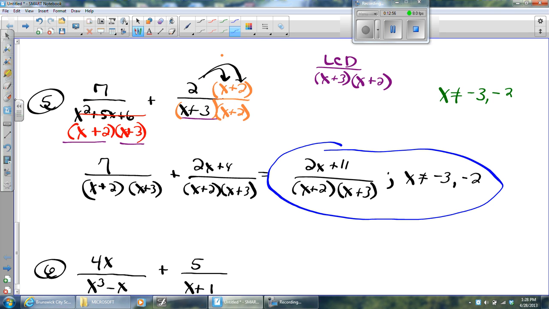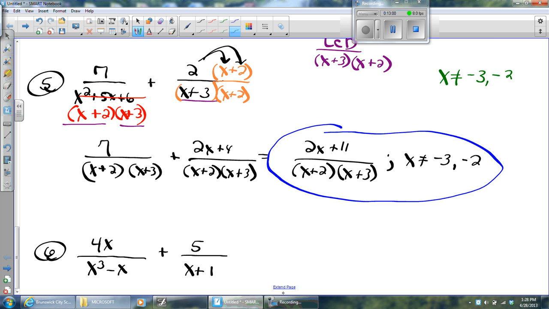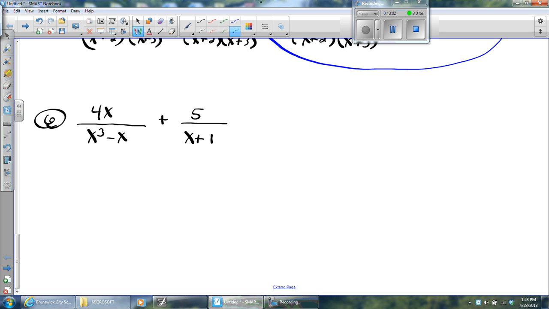All right, one more example. Hopefully you're writing all these down, paying attention, thinking about it. Okay, going to look to factor first. Have I mentioned that enough times? Looks like that's going to factor twice. Pull an x out, x squared minus 1. And then this is going to factor as x plus 1, x minus 1. Now I notice something else. Before I find my LCD, I'm going to do this.